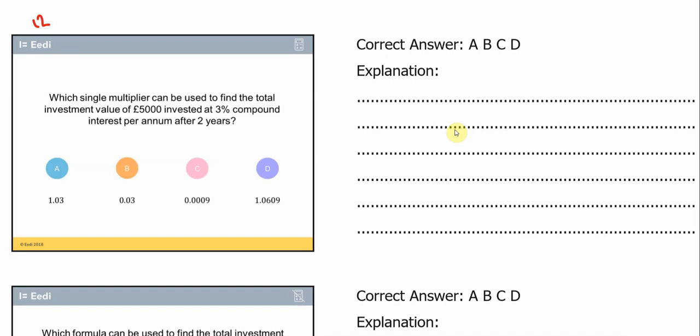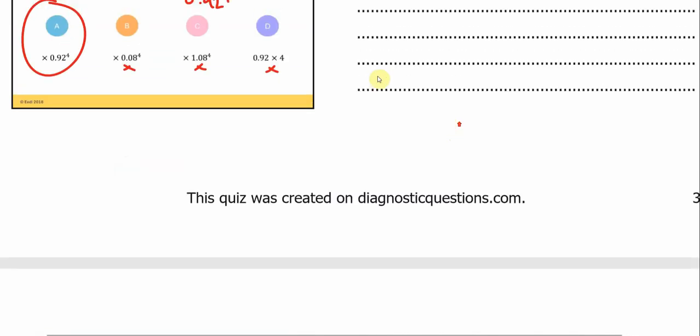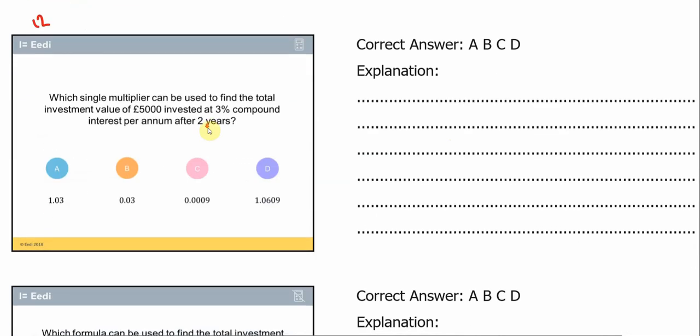So, what they mean by single multiplier is none of this to the power of. They just want to say, well, what is that number in the middle? So we would just answer the question like you would normally. We'd say £5,000 times by 1.03 to the power of 2. They're basically asking, well, what is this? So what is 1.03 to the power of 2?